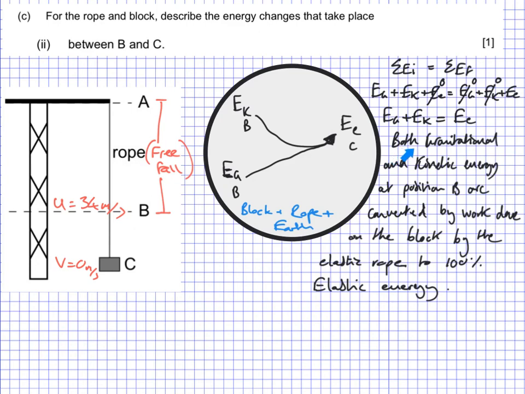We say that both gravitational and kinetic energy at position B are converted by work done on the block by the elastic rope to 100% elastic energy. Actually, I should probably put at position C.